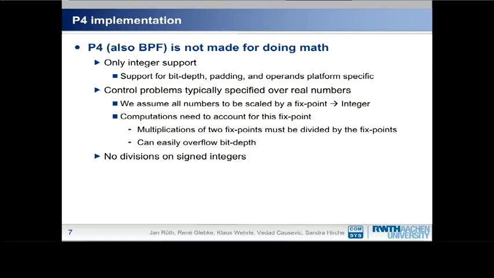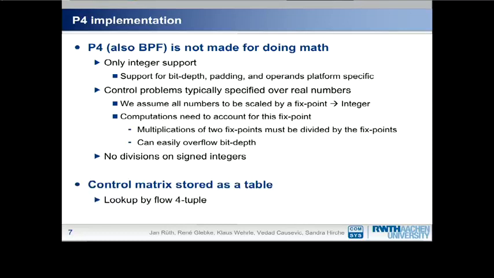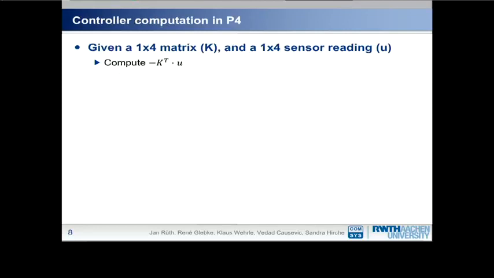So you need to account for all of this. And in our implementation, what we basically did is we have our controller. It is synthesized, and we basically represent it as something that we store in the tables, just as you would store flow mappings in a table. So it's basically just four numbers in the example that we will be using. So you need to implement a 1x4 matrix multiplication, which isn't too hard. So the LQR controller is basically K. So what you need to do is you need to compute minus K transpose times U, and U is your sensor reading, which you get via the network, which doesn't sound too hard.